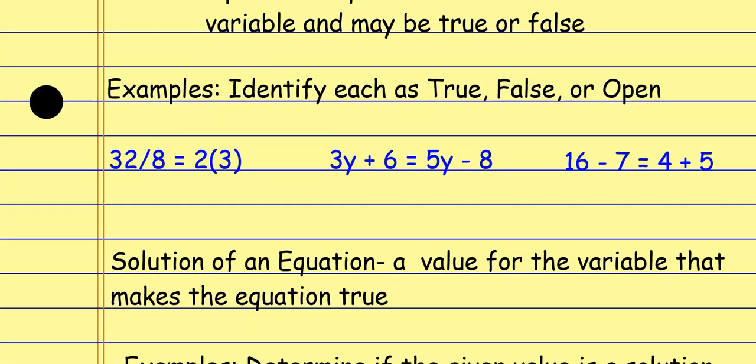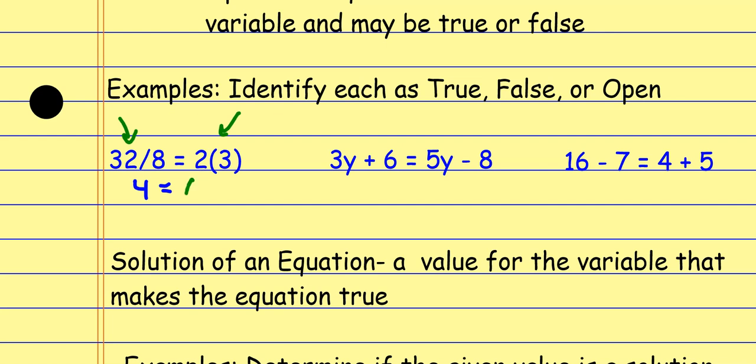For example, just looking at these real quickly, let's decide if each equation is true, false, or open. And again, these are equations because there's equal signs. So basically, I have an expression on each side. So let's simplify each expression. The first expression over here says 32 divided by 8, and 32 divided by 8 is a 4. And then the second expression over here says 2 times 3, and 2 times 3 is a 6.